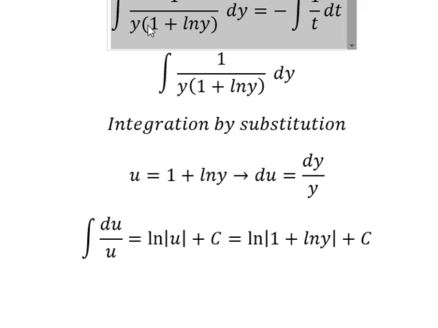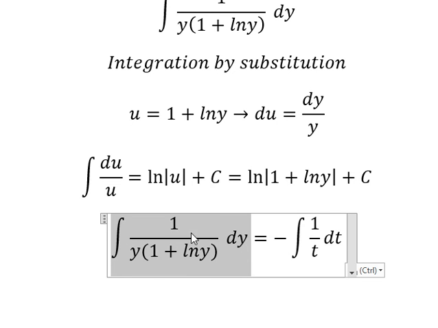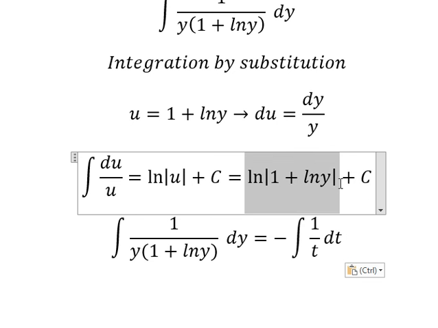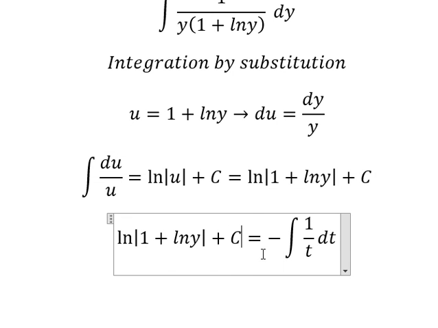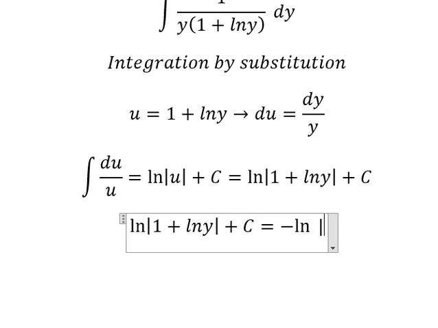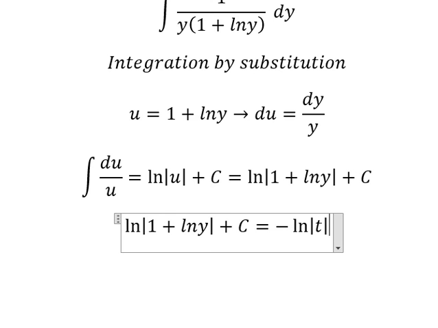So we go back in here. The integration of this one, that is about this one. This one we have ln of the absolute value of t. And here is the final answer. This is the end.